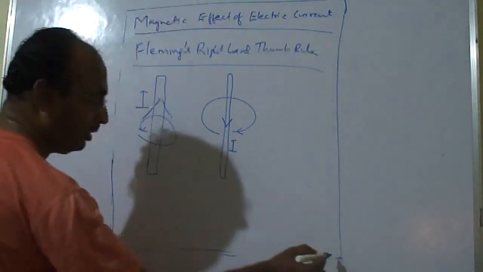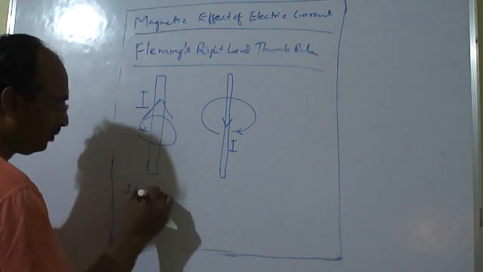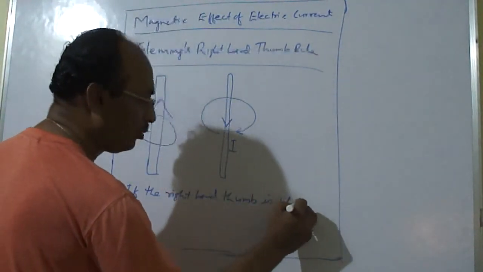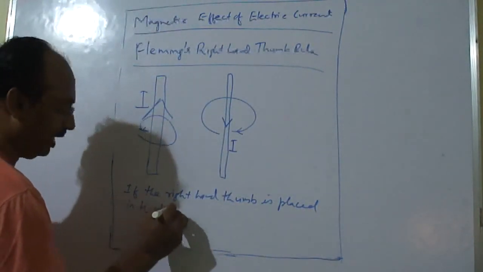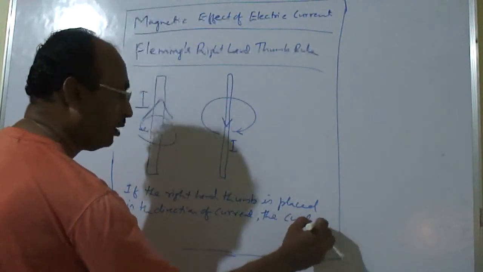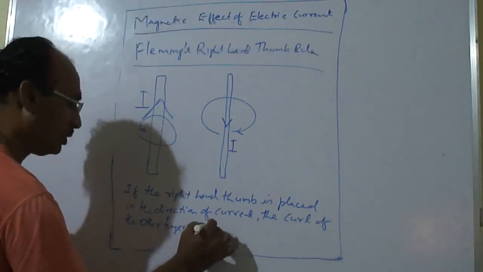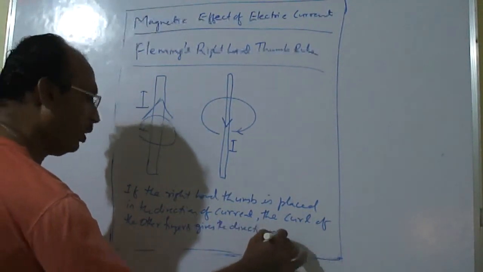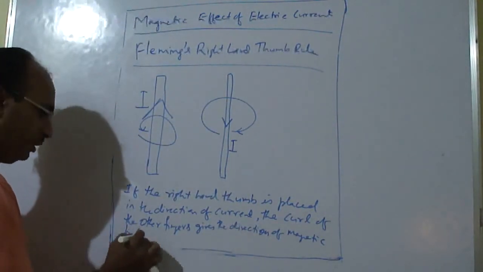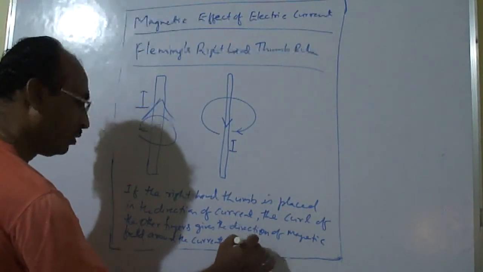So how can we write Fleming's right hand rule? We can write that if the right hand thumb is placed in the direction of current, the curl of the other fingers gives the direction of magnetic field around the current carrying conductor.